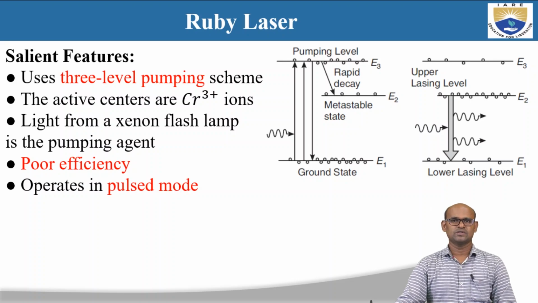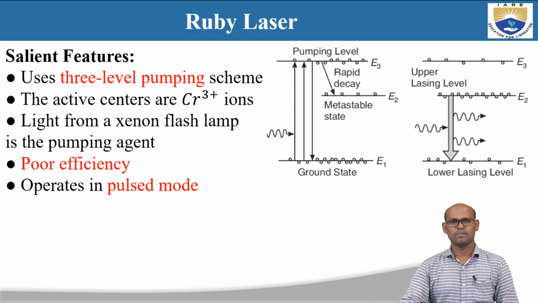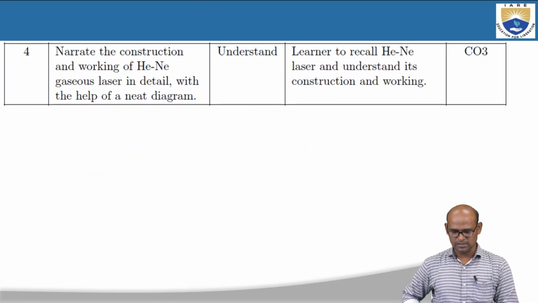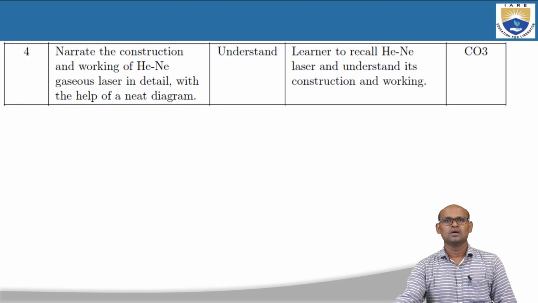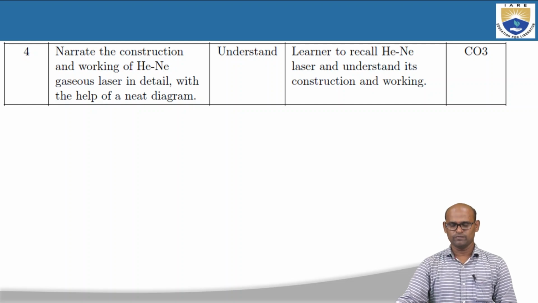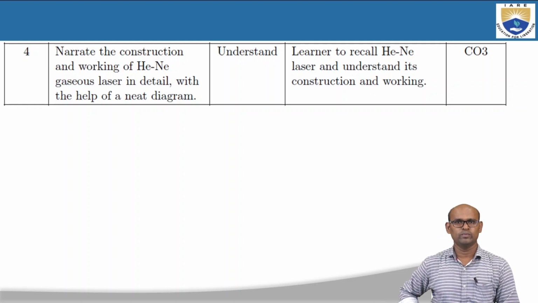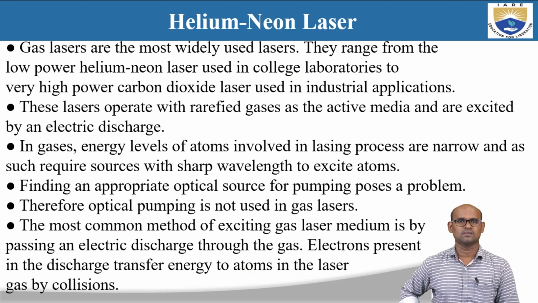Chromium atoms are the active centers. Xenon flash lamp is the pumping agent, operates in pulse mode. Narrate the construction and working of helium neon laser in detail with the help of a neat diagram. So we have discussed the ruby laser now. This is about the helium neon laser.